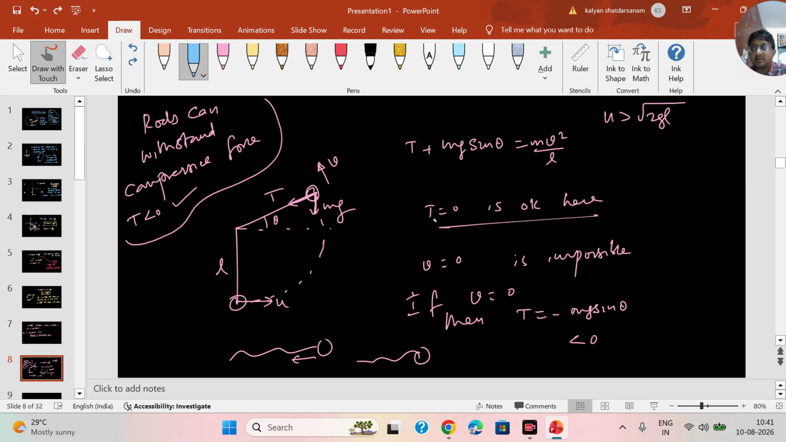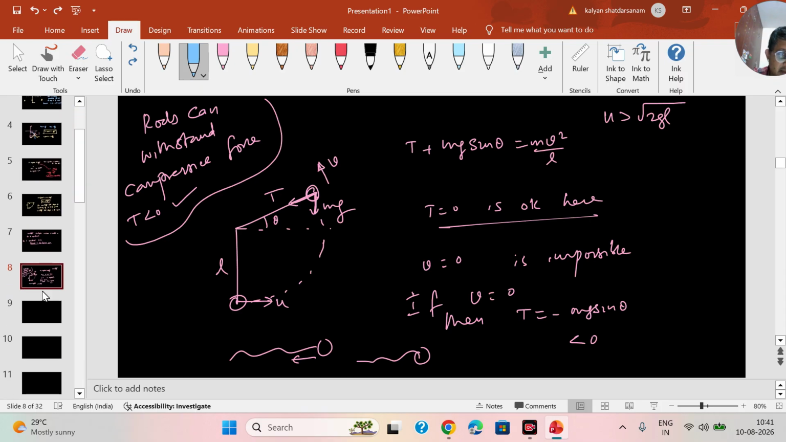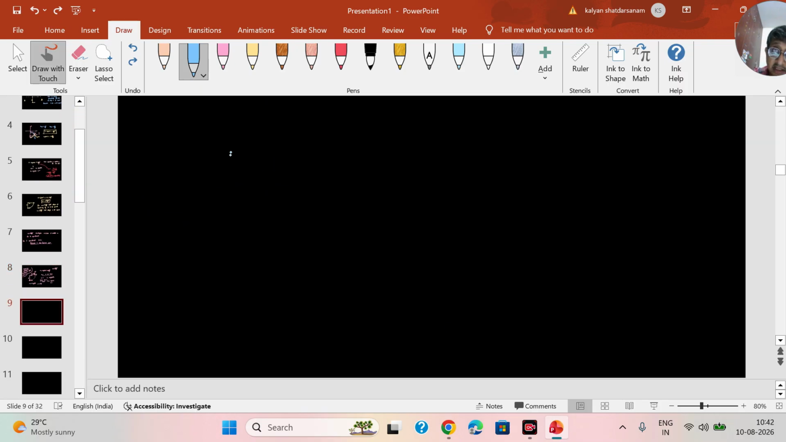Already it lost a circular path previously only. So the ball cannot stop in the first quadrant. Tension can be 0. This is my idea. Now if tension is 0, my circle is not complete. So again I am in danger. So let us look at the critical case.